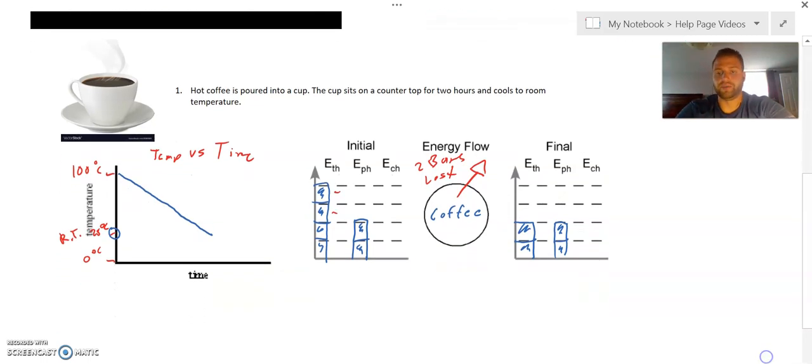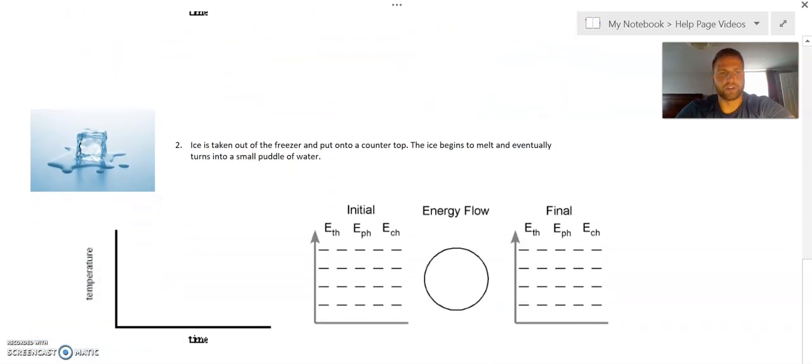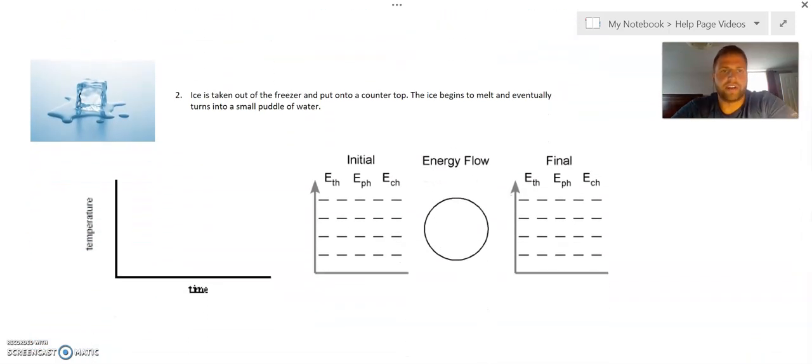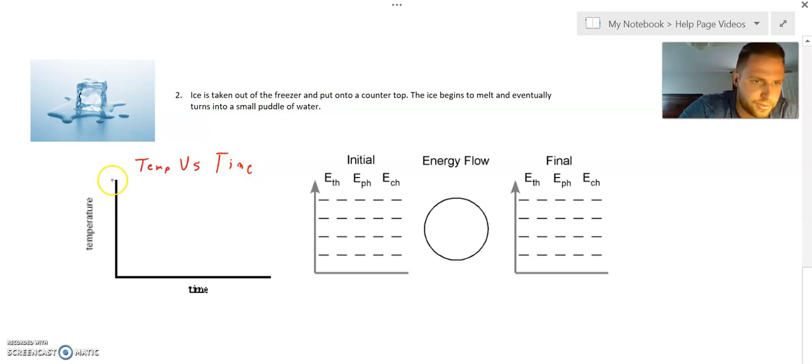Let's now move to example 2 and take care of another one. So here's what example 2 says. Ice is taken out of the freezer and put onto a countertop. The ice begins to melt and eventually turns into a small puddle of water. Let's graph this situation. So again, we've got to put a title. Temp versus time. Okay, let's put in our key temps. So 100 degrees Celsius. We'll put 0 here at the bottom, 0 degrees Celsius. And remember, about a quarter of the way up, you have to put 25 degrees Celsius. This is your room temp.